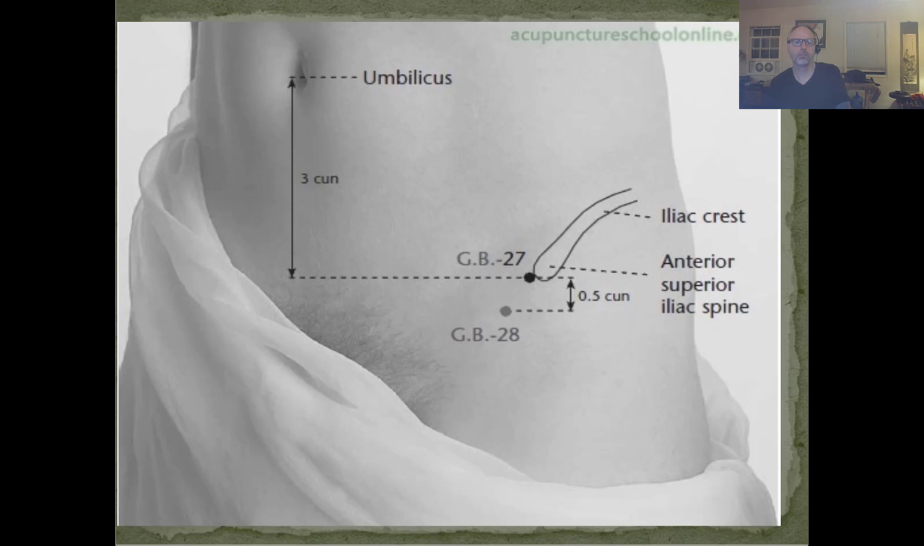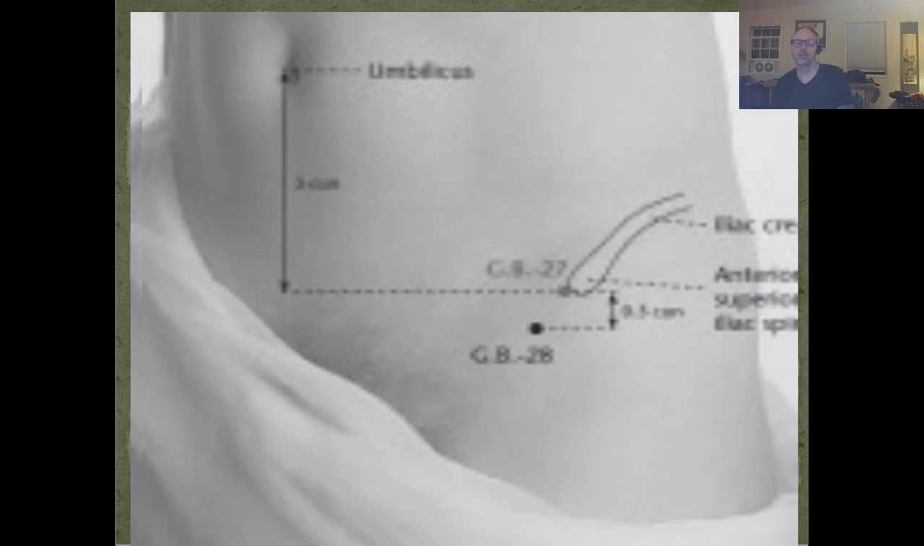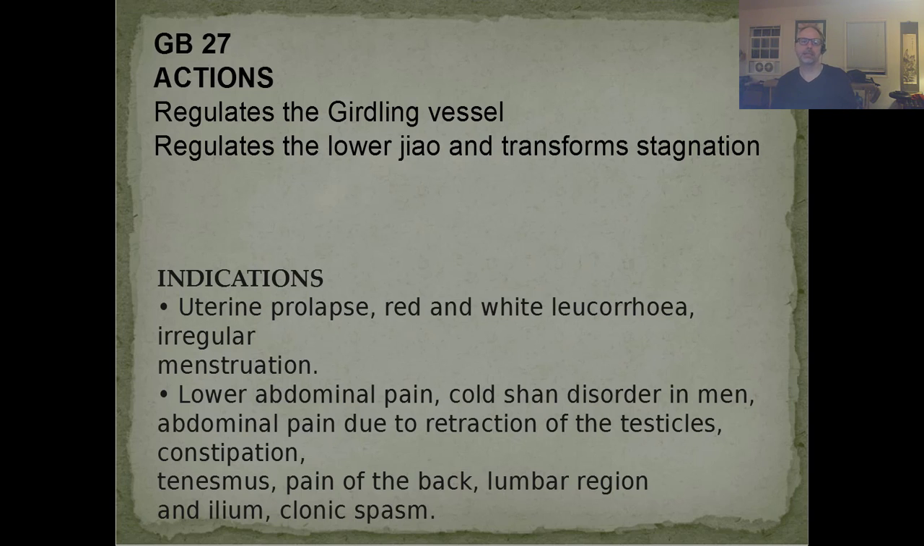Self-check. Here's our visual, 3 soon from the umbilicus. Gives us that Ren point, goes straight out till we hit the edge of the anterior superior iliac spine. Regulates the daimai, regulates the lower jiao, transforms stagnation.